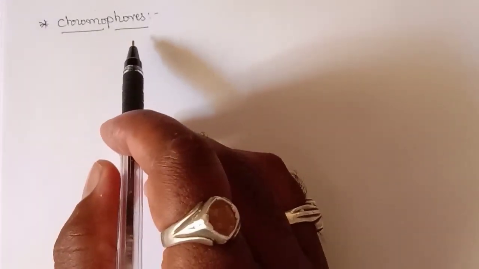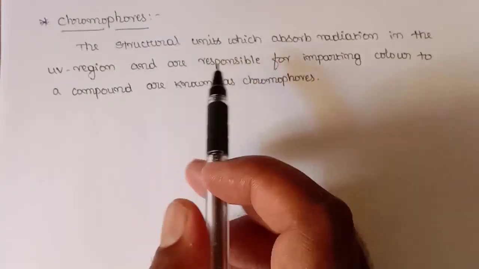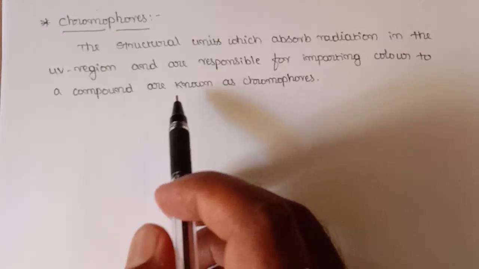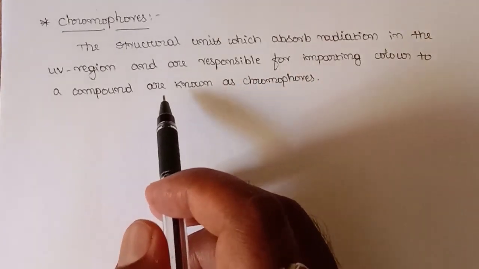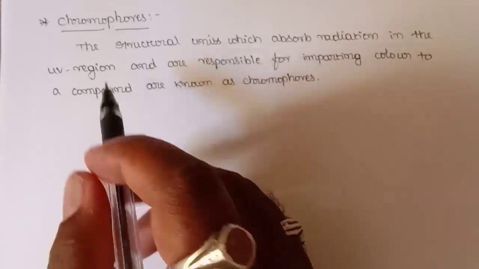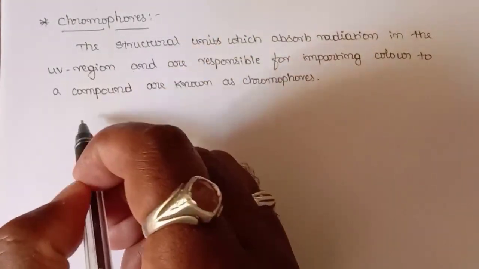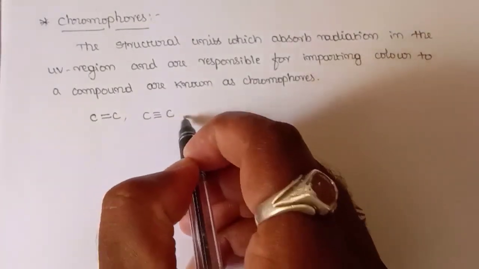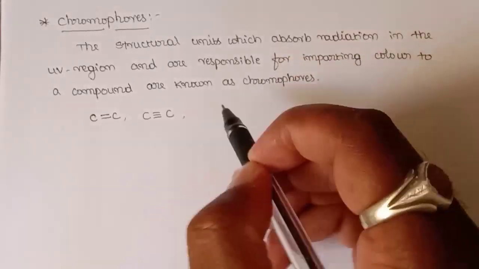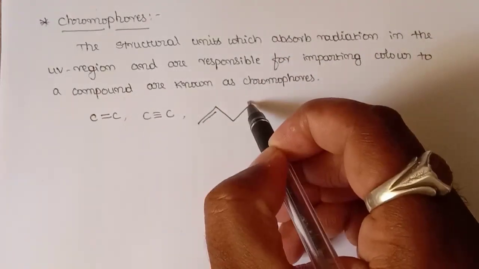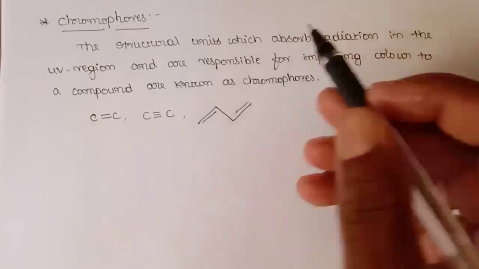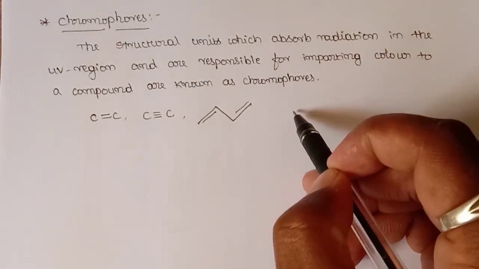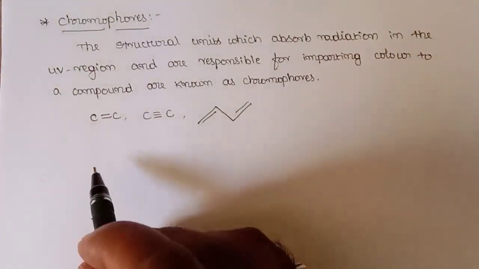So we can write the definition for a chromophore. The structural units which absorb radiation in the UV region and are responsible for imparting color to a compound will be called chromophores. And if you want simple examples for chromophores, they will be compounds containing a carbon-carbon double bond, a carbon-carbon triple bond, or conjugated dienes such as 1,3-butadiene. So conjugated dienes, polyenes, or alpha-beta unsaturated carbonyl compounds, all these things come under chromophores.